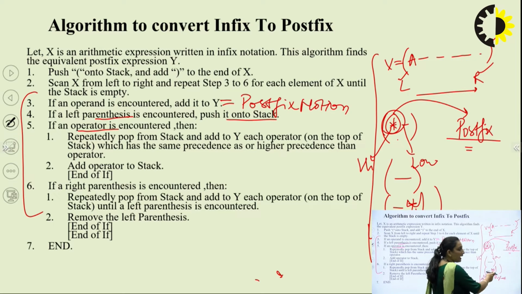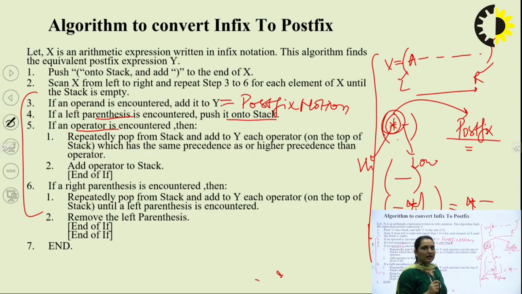If we get a right parenthesis, then we have to pop here and write in a right to left manner. That is, first we have to write this multiplication and then we will write a minus here. So there were two cases here: one, we have a higher operator there, and there was a lower operator. We have to pop the higher operator and then push it into the postfix expression.